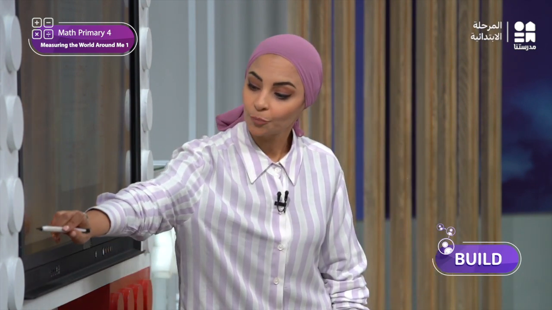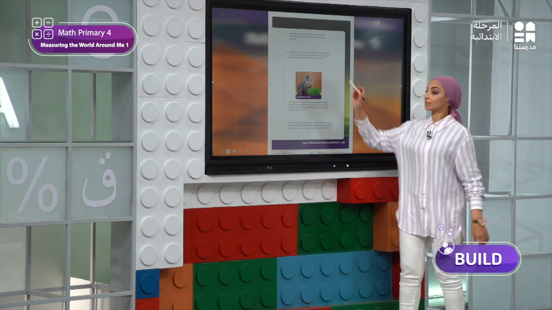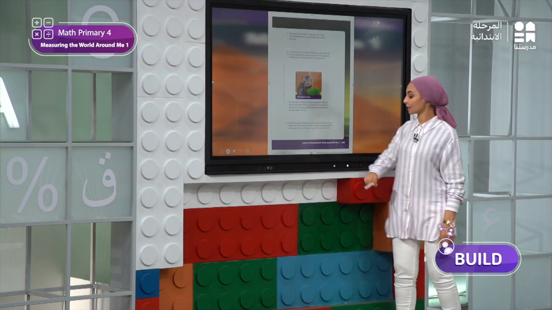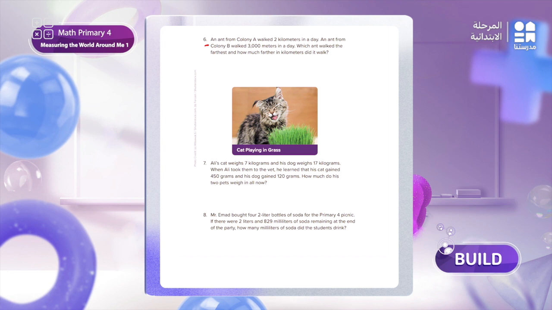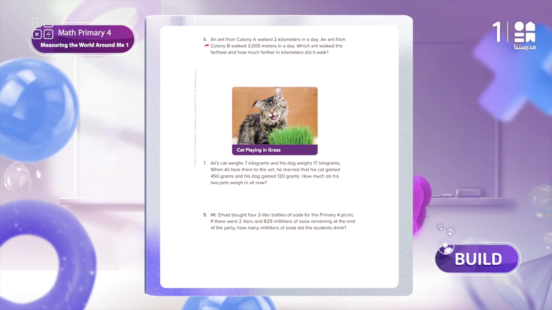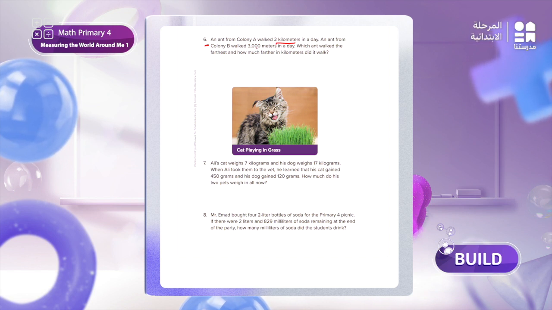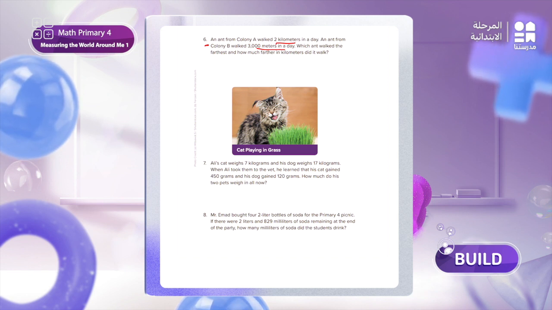Now let's move to problem number 6. Here as you see here problem number 6 in page 149. طيب بتقول لي ايه؟ An ant from colony A walked 2 kilometers in a day. بتمشي 2 kilometers في الداي الواحد. An ant from colony B walked 3000 meters in a day. Which ant walked the farthest? مين بتمشي أسرع؟ And how much farther in kilometers did it walk?